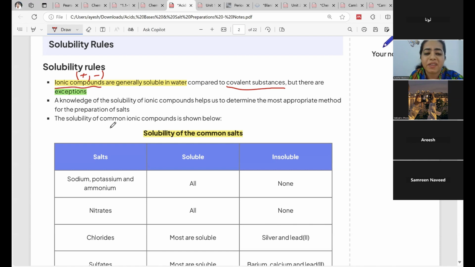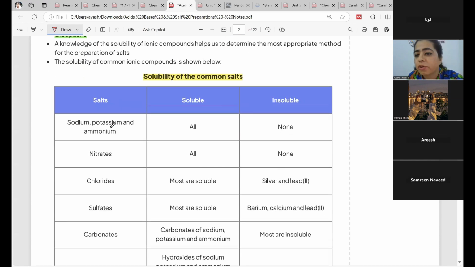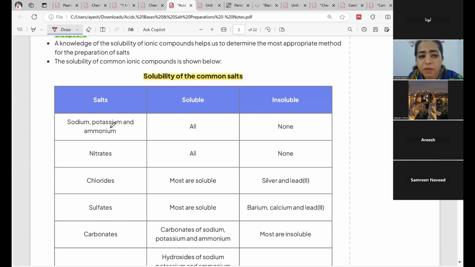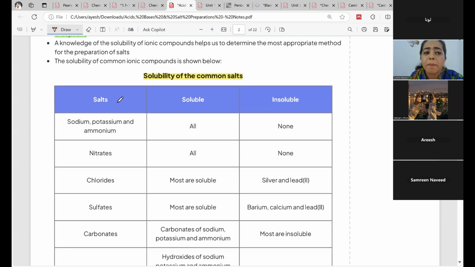Okay. So let's see the table, which is a summary of all the solubility rules for the common salts. So salt made from sodium, potassium, and ammonium. Sodium salt means sodium chloride. Potassium salt means potassium chloride. Ammonium salt means ammonium chloride. Any salt which contains sodium, potassium, or ammonium ion, all will be soluble. Not a single one is insoluble, all will be soluble.